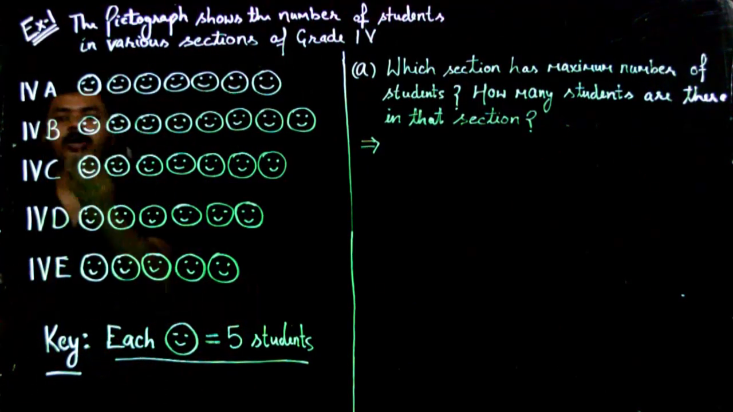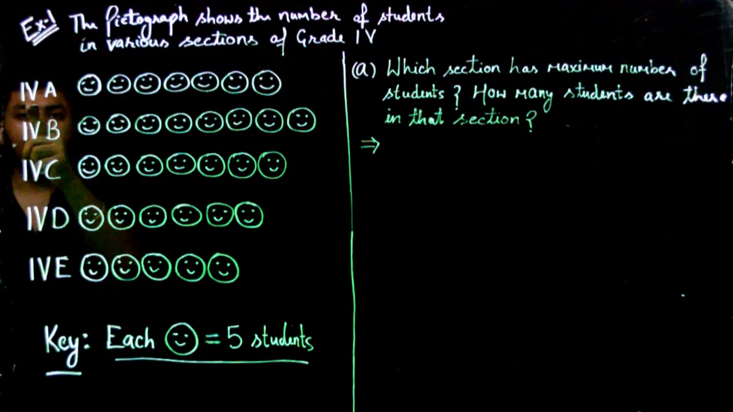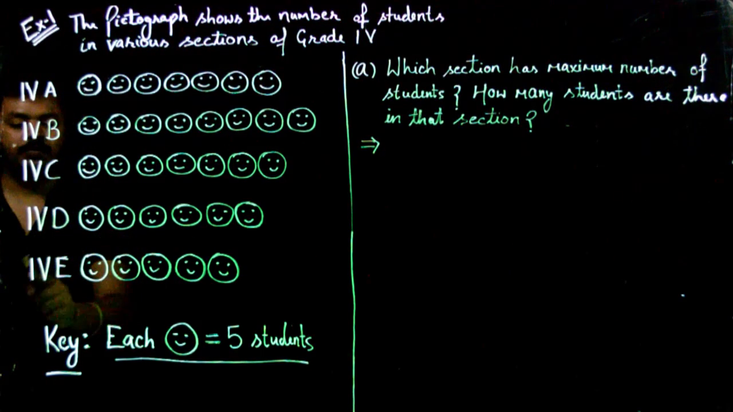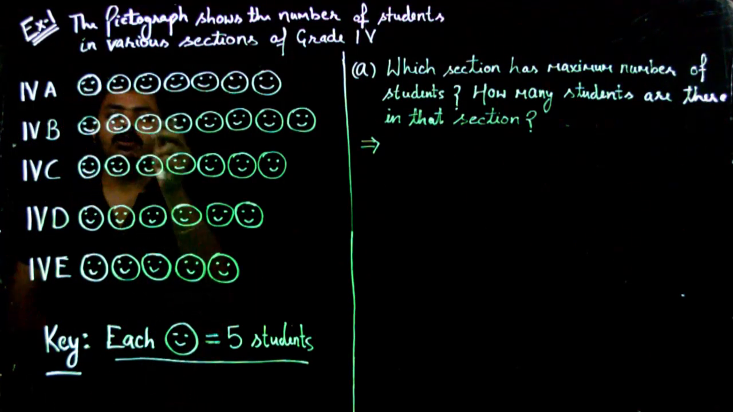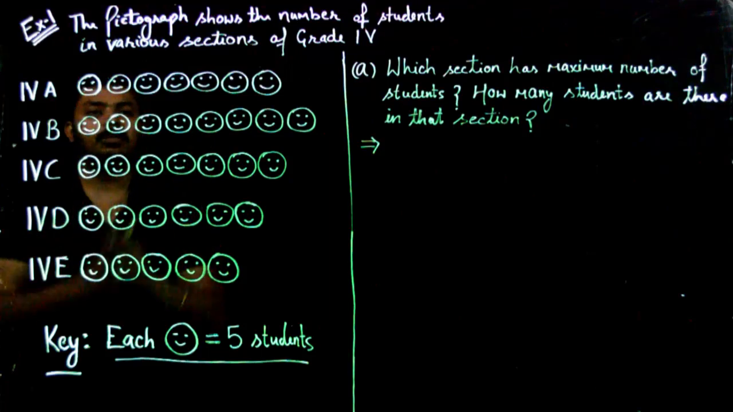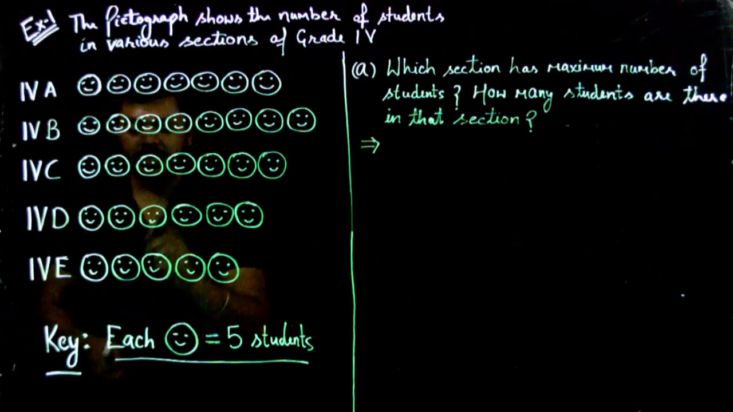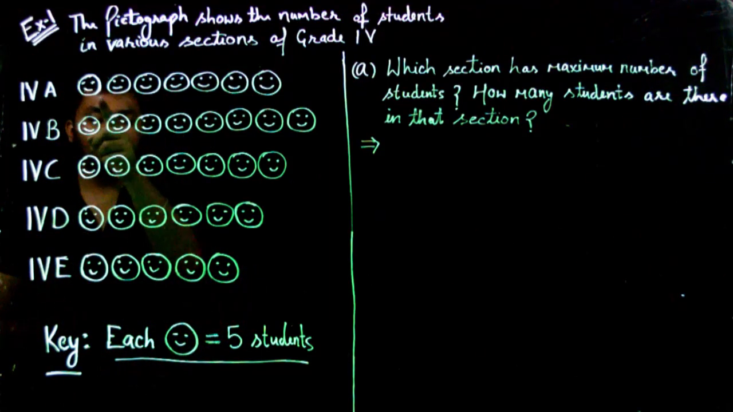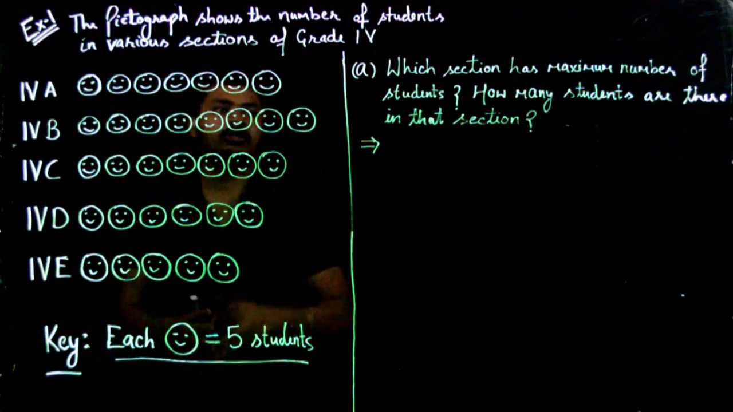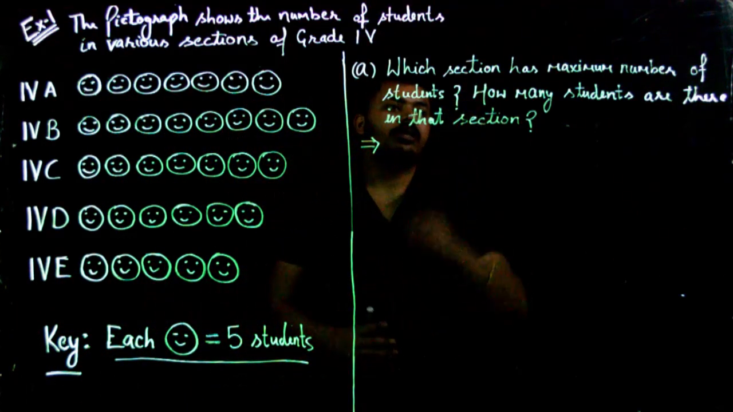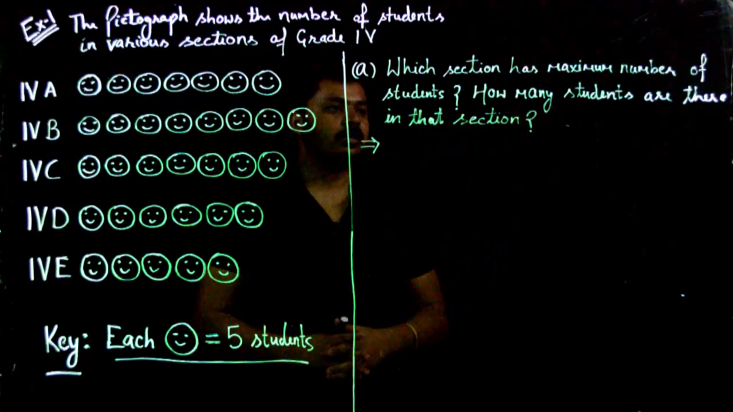So here you can see there are various sections, section 4th A, 4th B, 4th C, 4th D and 4th E. So here we have represented the number of students by using some symbols, and each symbol is equal to 5 students. So here our first question arises, which section has maximum number of students?